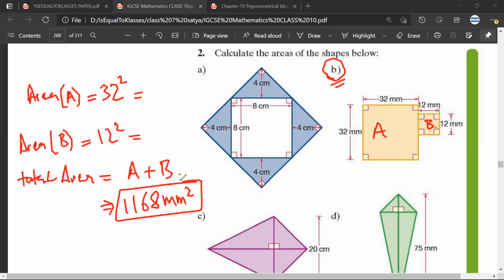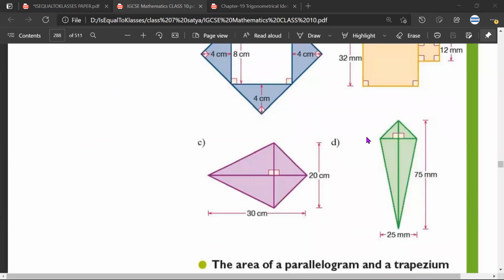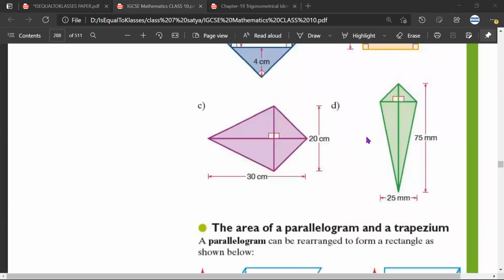Okay. So this is a simpler question where you have to find the area by adding the area of the two figures which are given to you. Okay. C part. Sarthak, did you do this? Yes, sir. Okay. How did you do it? So we can divide the shape into two. So the height will become 10 centimeters instead of 20 centimeters. Okay. Nice.